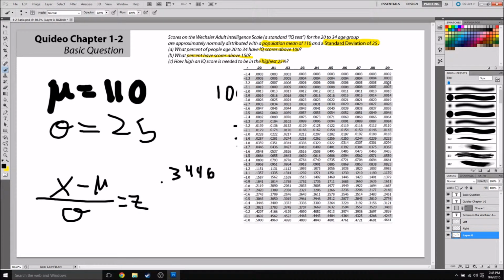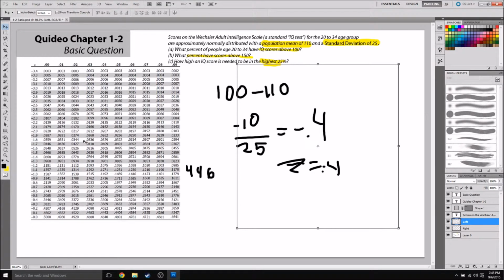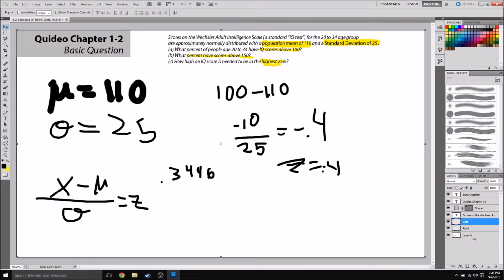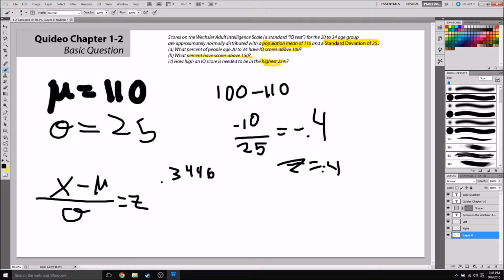0.3446. Perfect. Let's move this out of the way so we have more room. Now we know the percentile, but that's where the percentile is and not how much is above 100. So we need to do 1, or 100%, minus 0.3446, or 34%. Let's convert this to percent, because we need the percentage, not the decimal value. So 100 minus 34.46 is 65.54%.